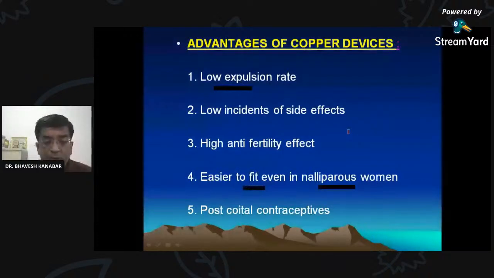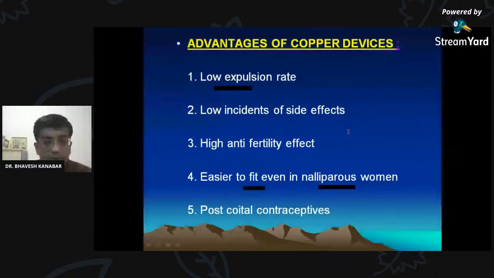Postcoital contraception: they have the advantage of postcoital contraception, that is, after intercourse, as an emergency contraception. These Copper T devices can be used as emergency contraception. They have even better efficacy than high dose oral contraceptive tablets or mifepristone. So that is another advantage, postcoital contraception.